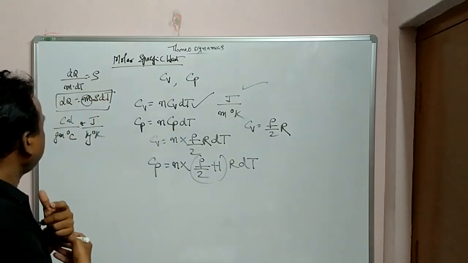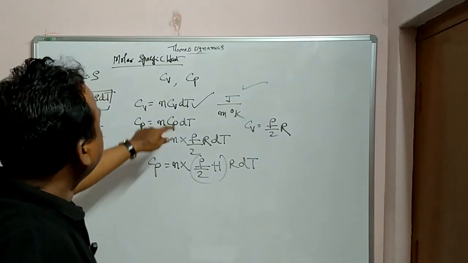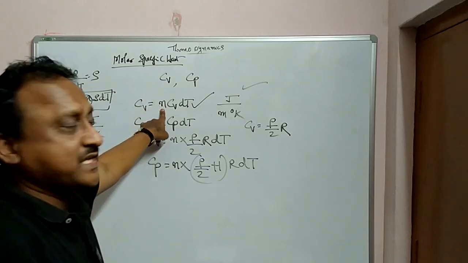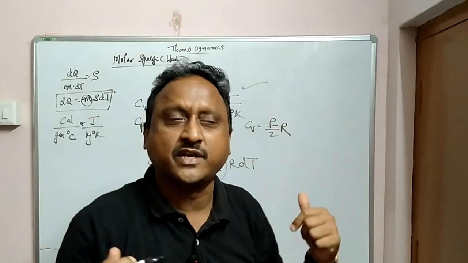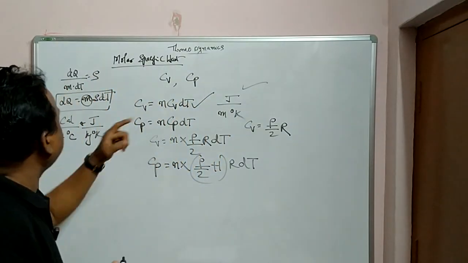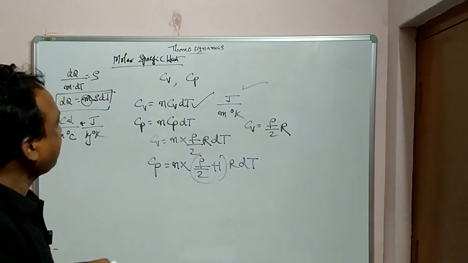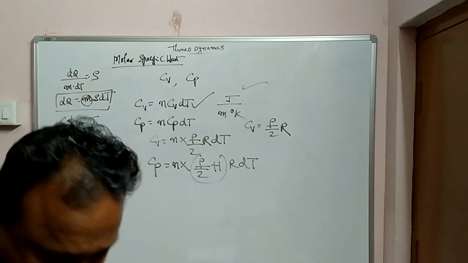Clear? So this is the specific heat of the gas at constant volume and constant pressure. Clear? Please note down.